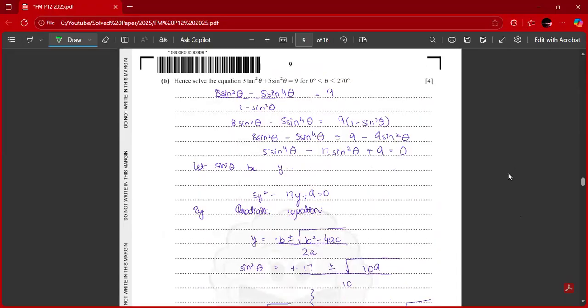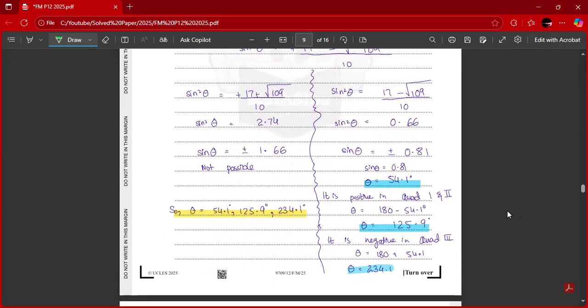Now, to find the angles in other quadrants, we are going to use the x and y plane, quadrants 1, 2, 3, and 4. So when is sine negative and positive? Add sugar to coffee. It's positive in quadrants 1 and 2. In quadrant 1, we get 54.1. In quadrant 2, it's 180 degrees minus 54.1.